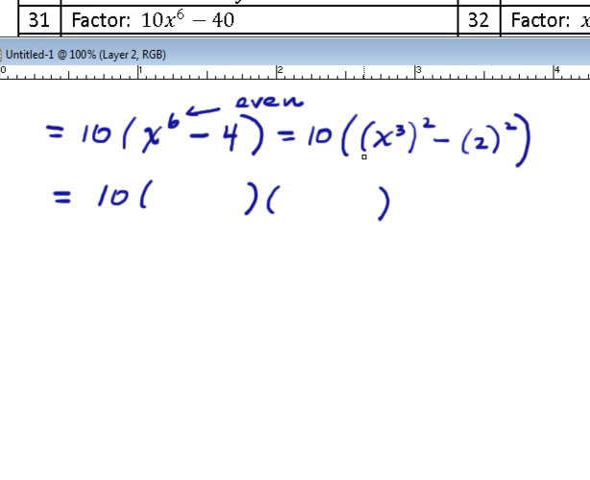So now we just fill in with x cubed and 2, and so here we have x cubed plus 2 and x cubed minus 2.